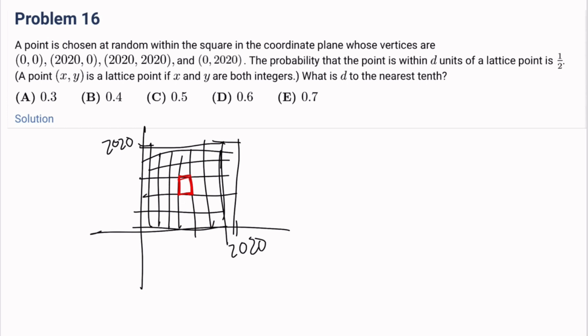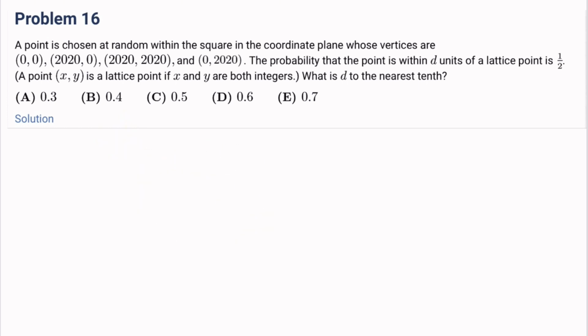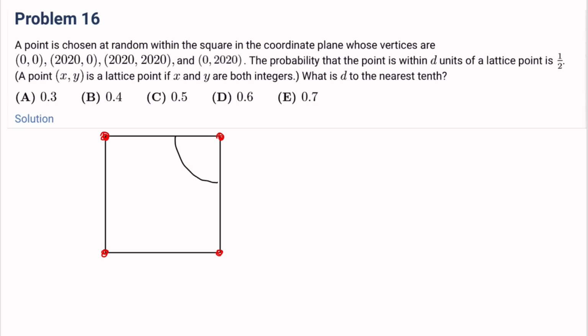So now let's focus on just one square. This is going to be a 1 unit square, and the probability that the point is within d units is 1/2. These would all be lattice points, and so d would be something like this. If this length is d, then this much is where the point is within d units of a lattice point, and this is going to be on all four corners.